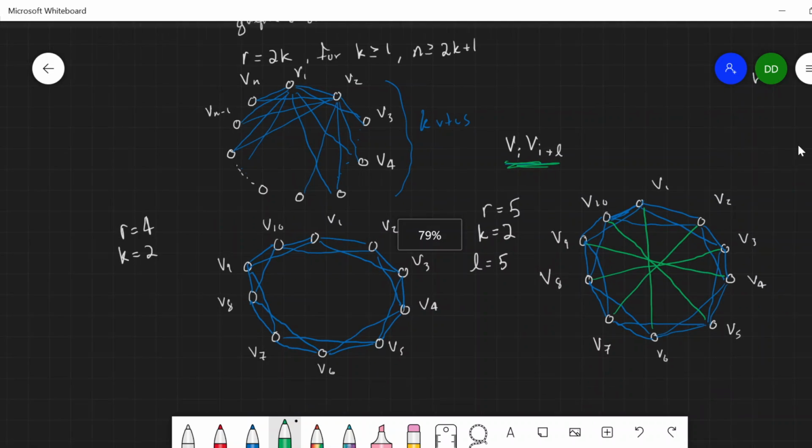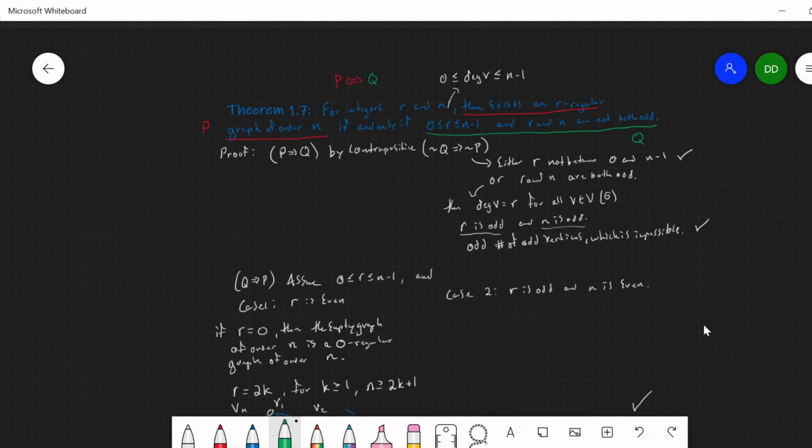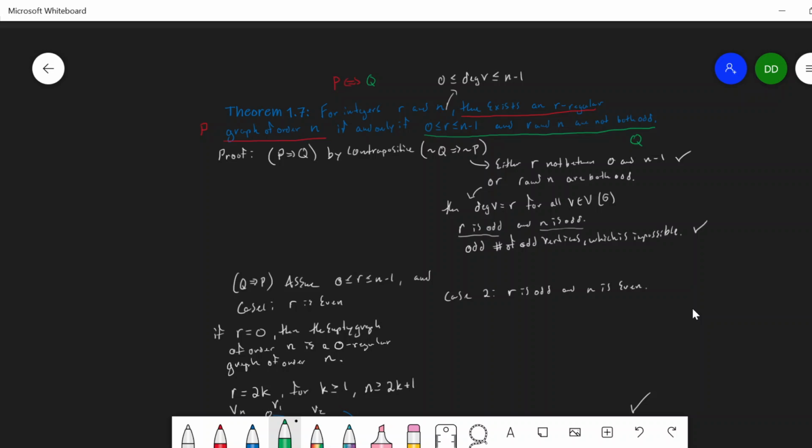Hopefully this helped you understand it a little bit better. But now we have a really nice theorem which tells us exactly when there exists an r regular graph of order n.